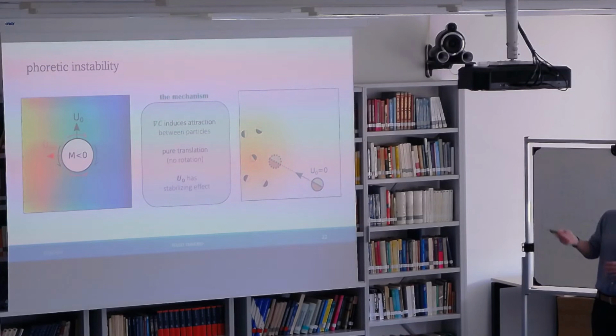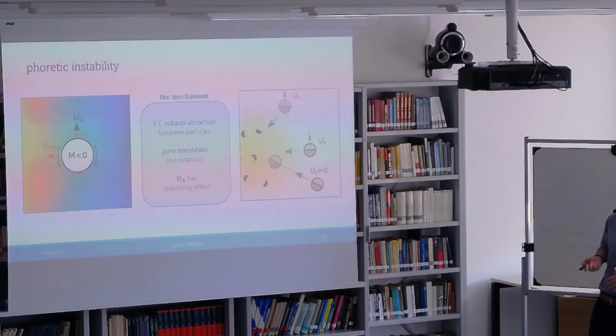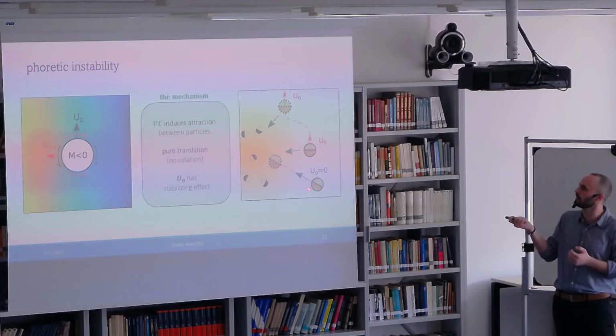Those regions will be more solute produced. More solute generates a gradient, which attracts other particles, and this is clearly an unstable mechanism. The more you gather, the more the others want to gather with you. And if the particle swims, it can even escape this. So actually, self-propulsion not only is not necessary for this to happen, but if anything, it has a stabilizing effect.